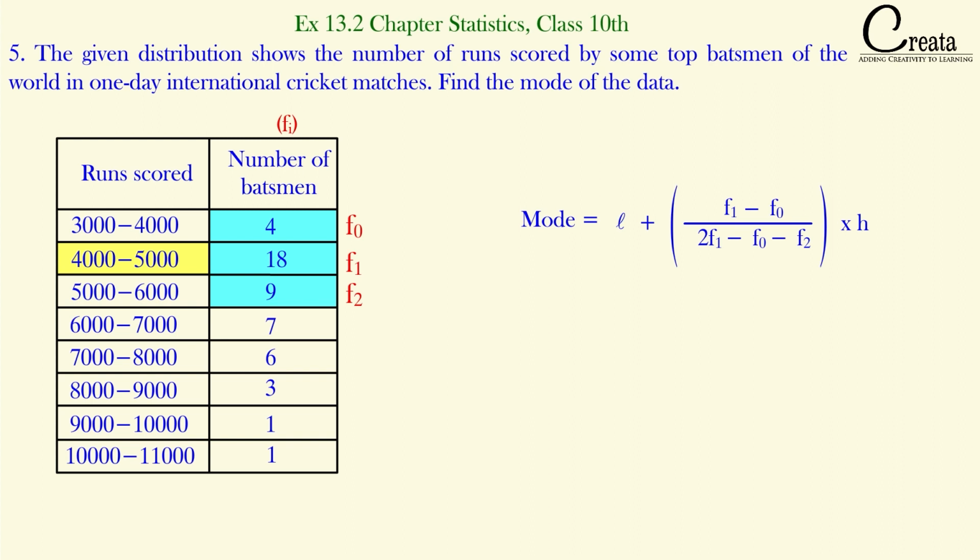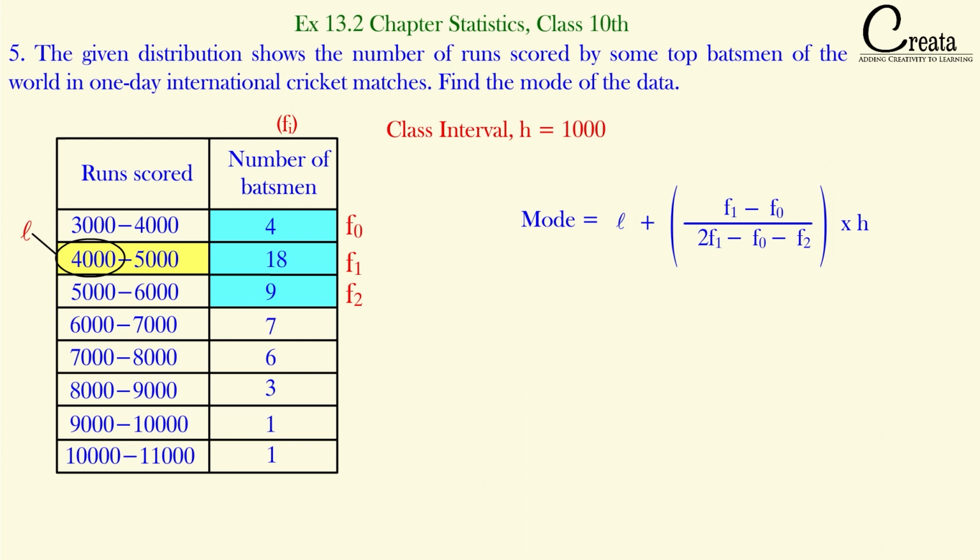Next it is L. L is the lower limit of the modal class. So 4000, that is the lower limit of the modal class range, it is L. Lastly it is H. H is the class interval. That is the difference in the range. Upper limit minus lower limit. 5000 minus 4000, it is 1000. We got H, that is class interval, as 1000.